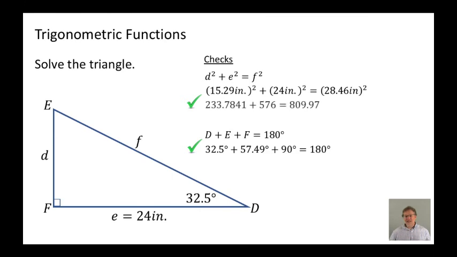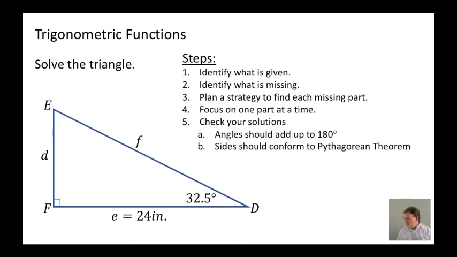So when you're doing these kinds of problems, it's pretty straightforward. You identify what's given to you, identify what's missing, and figure out a strategy to find each part. Okay, so I can find out what this side is. I have this angle and this side, so I can use this trig function to find out what that is. I've got this side and this side, I can use the Pythagorean theorem to find this side, so on and so forth. Just come up with a plan to find each part.